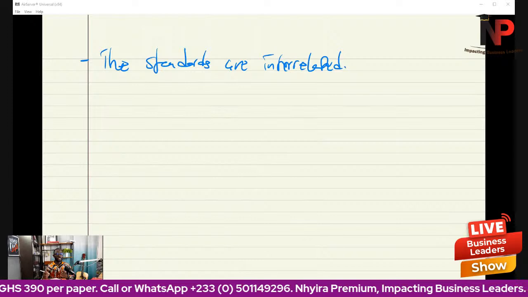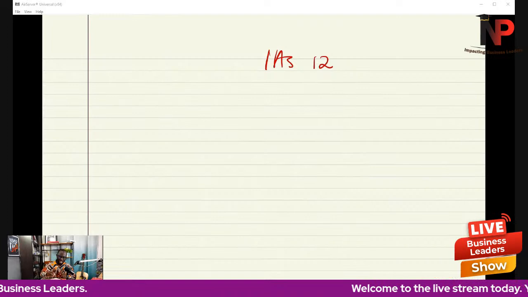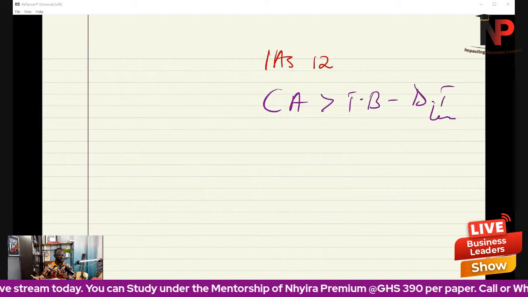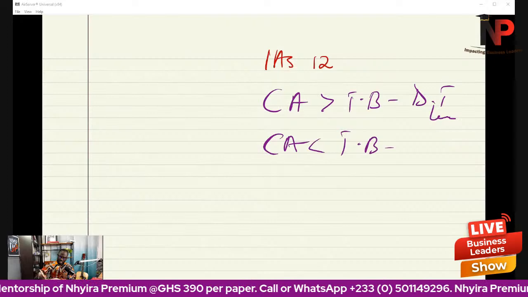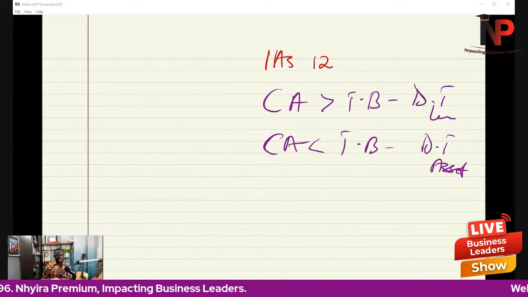When you're learning IAS 12, income tax, don't just learn income tax and say, oh, I understand the fair tax. I understand that when the carrying amount of the asset is greater than the tax base of the asset, it results into deferred tax liability because it is taxable temporary difference. If the carrying amount is less than the tax base of the asset, it results to deferred tax asset, and that is because it is deductible temporary difference. No, that's too lame. That's not just where you're gonna be, all right?